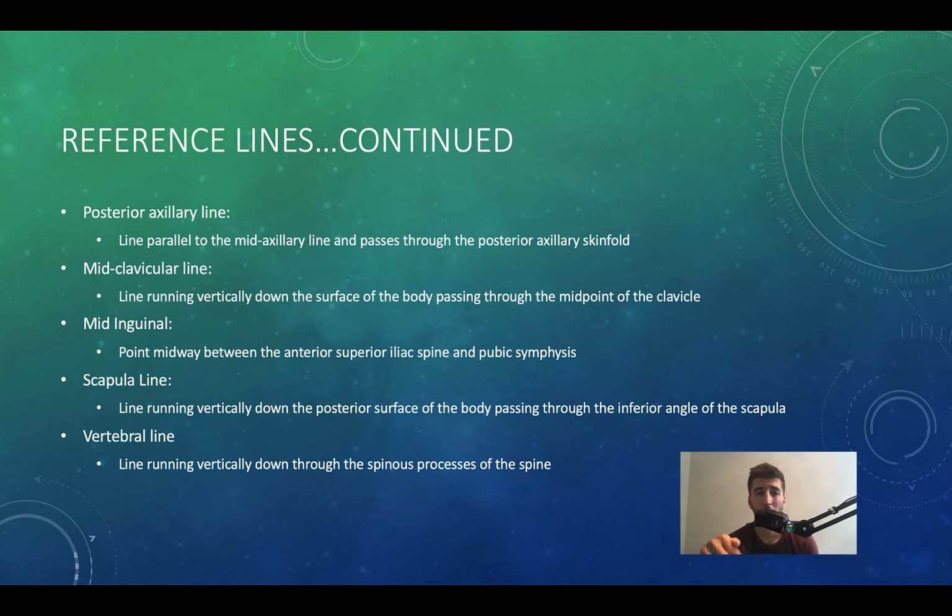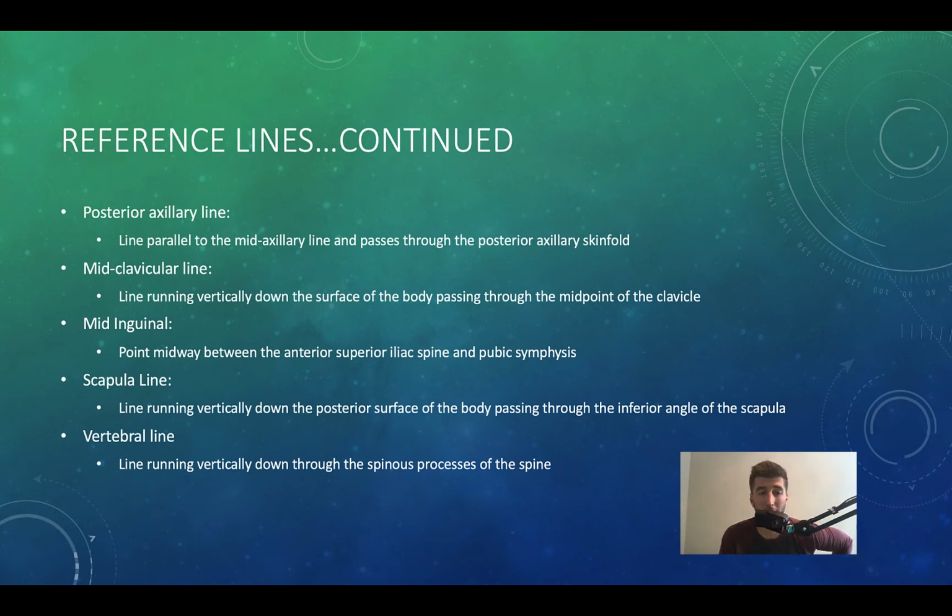The posterior axillary line is a line parallel to the mid-ax line passing through the posterior axillary skin fold, right? Mid-clavicular line, clavicle means collarbone, so it's going to be in the midpoint of the collarbone, and it's going to be a line running vertically down the surface of the body, passing through the midpoint of the clavicle. So the midpoint of the clavicle would be from the AC joint to the sternal notch, basically, and it'll be a line that runs vertically there. Mid-inguinal is going to be a point between the ASIS, or the anterior superior iliac spine, and the pubic symphysis, so right in the middle of the pubis bone.